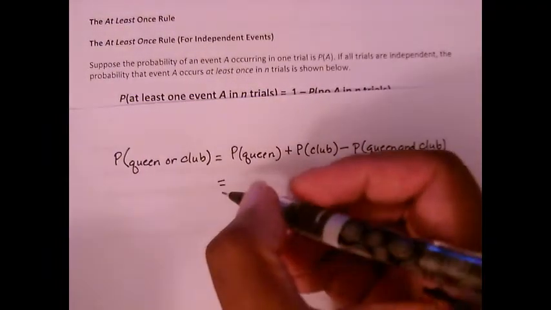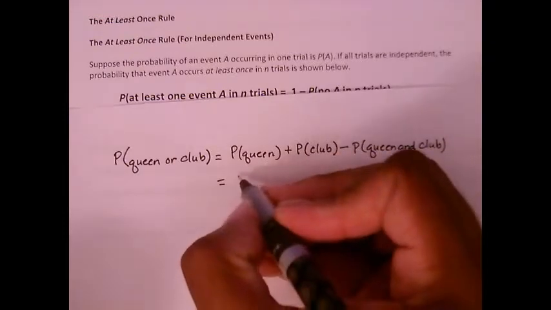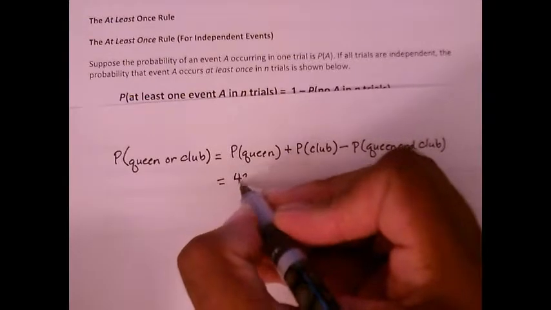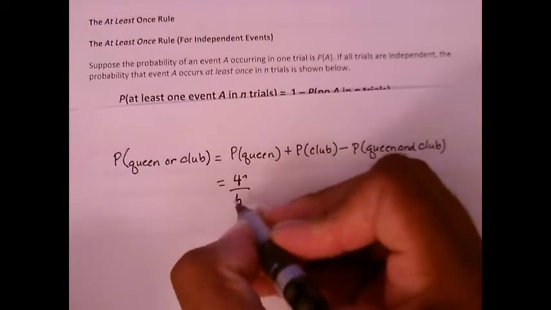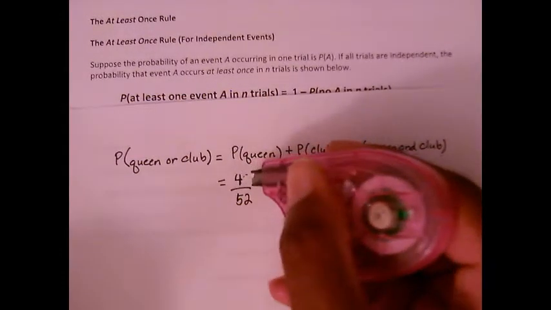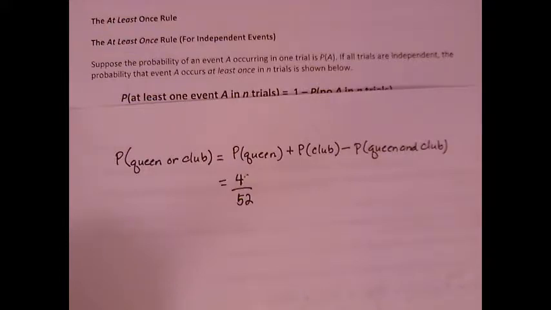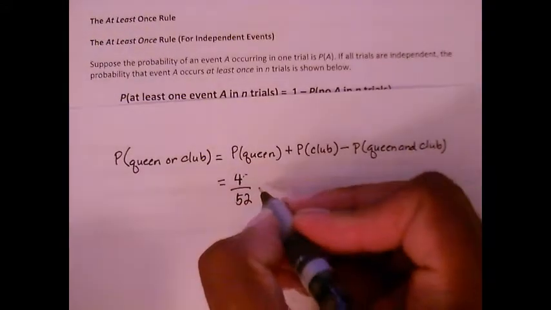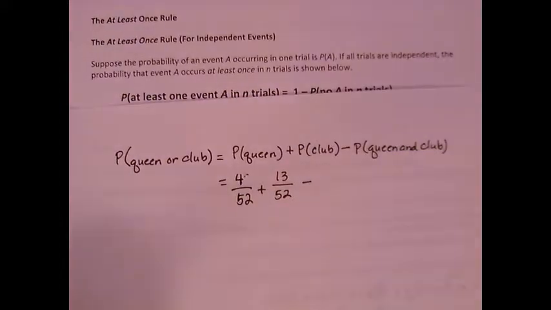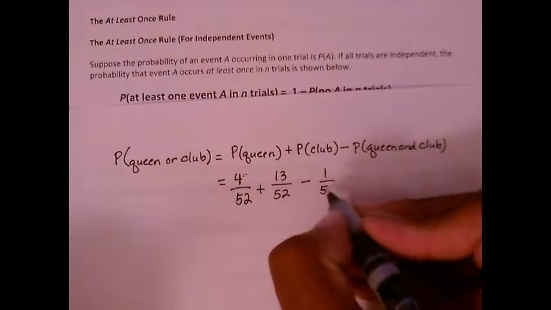So here the probability of getting a queen, in this case, was 13. Actually, there are 4 queens. 4 out of 52. There are 4 queens, because you got the queen of club, queen of hearts, queen of diamond, and queen of spade. Alright, the number of clubs, there are 13 of those out of 52. Now let's subtract out that overlap. There's only one queen of clubs, a queen and a club, so there's only one queen of clubs out of 52.